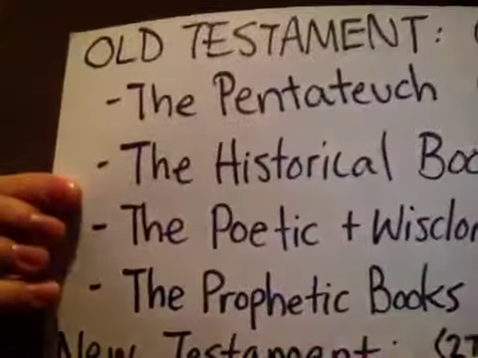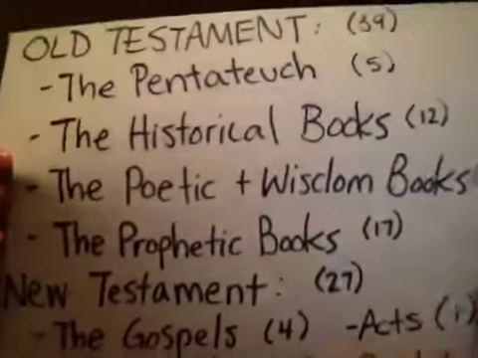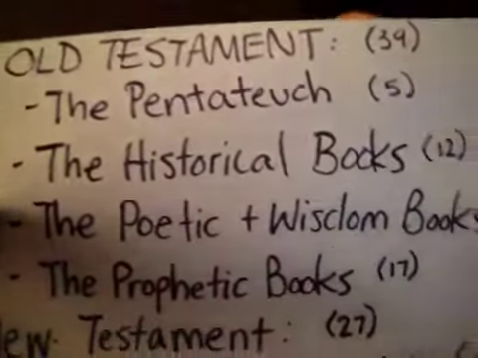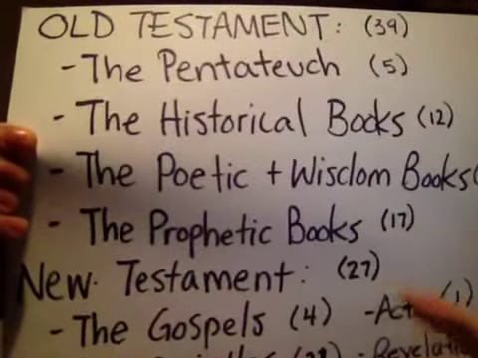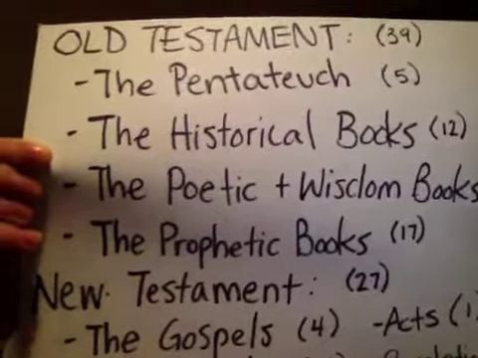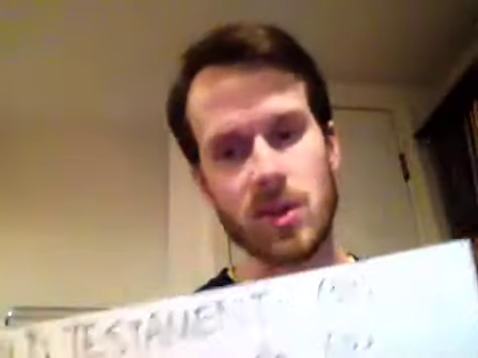So, we're just going to talk a little bit about how the Bible is structured. There are a total of 66 books of the Bible. 39 of them are in the Old Testament, and in the New Testament there are 27. So that's the total number of books in the Bible, lots of little books. And we're going to talk about how those books are organized.